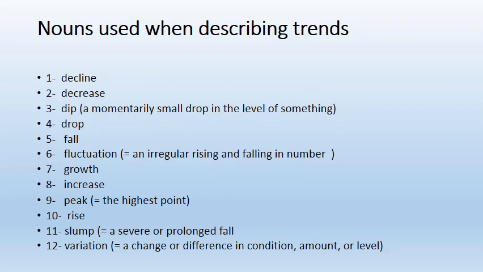Now we'll talk about some nouns used when describing trends. Like decline, decrease, dip, drop, fall, fluctuation, growth, increase, peak, the highest point, rise, slump, a severe or prolonged fall, and variation, a change or difference in condition, amount or level. You should practice these nouns in your speaking while describing different images. Images could be a bar chart, a comparison image, a particular trend, and so on.